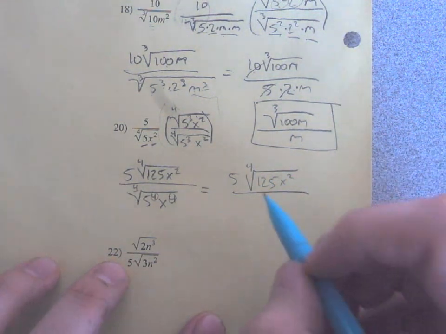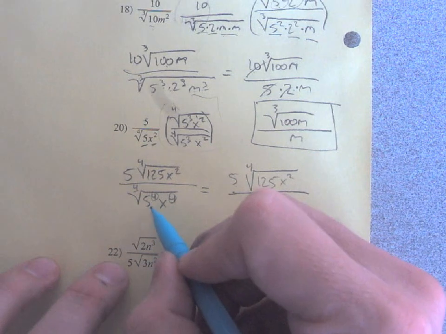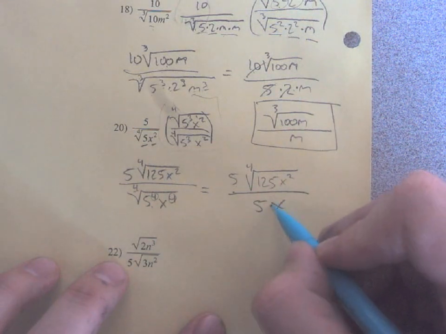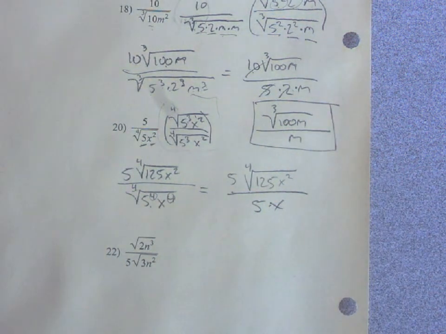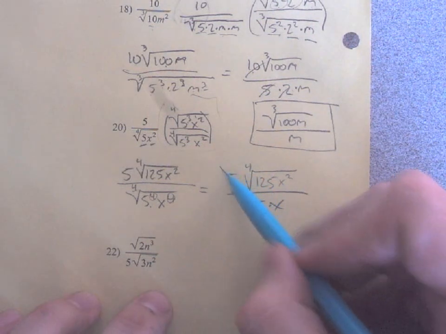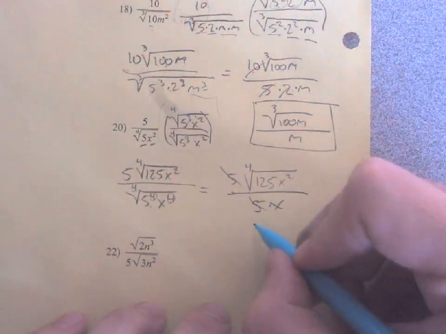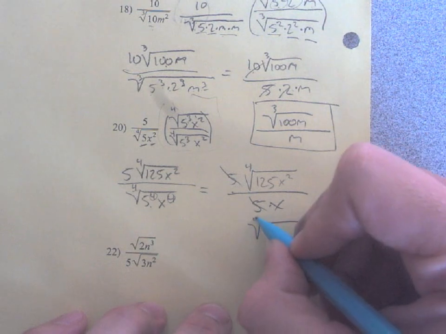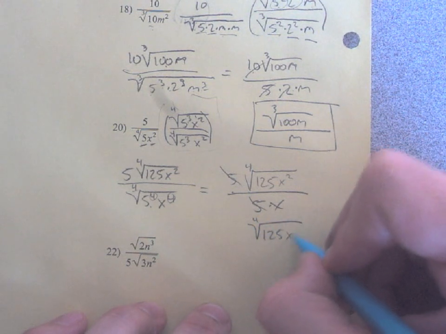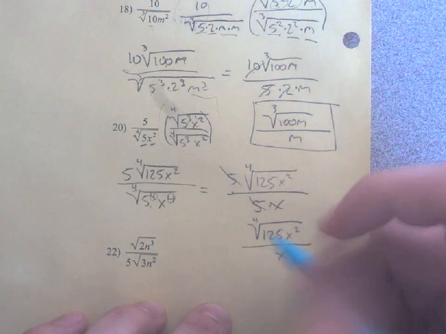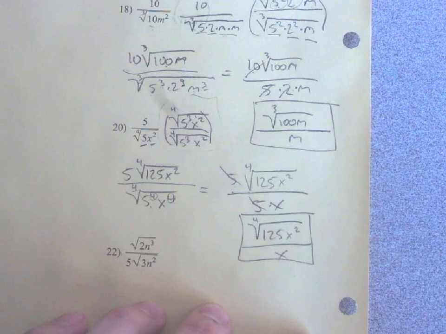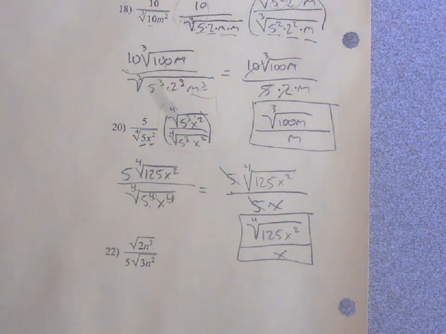Top's going to stay the same. On the bottom, I have a regular 5 and a regular x. So now that we have that all straightened out, the numbers outside the radicals can just cancel like a regular fraction. And that's our final answer there. 4th root of 125x squared all over x.